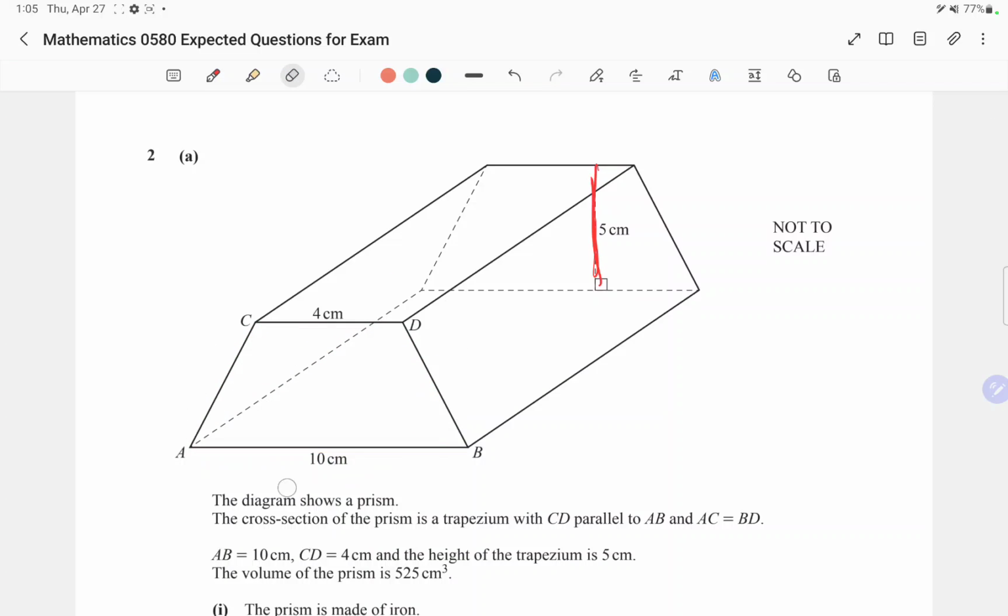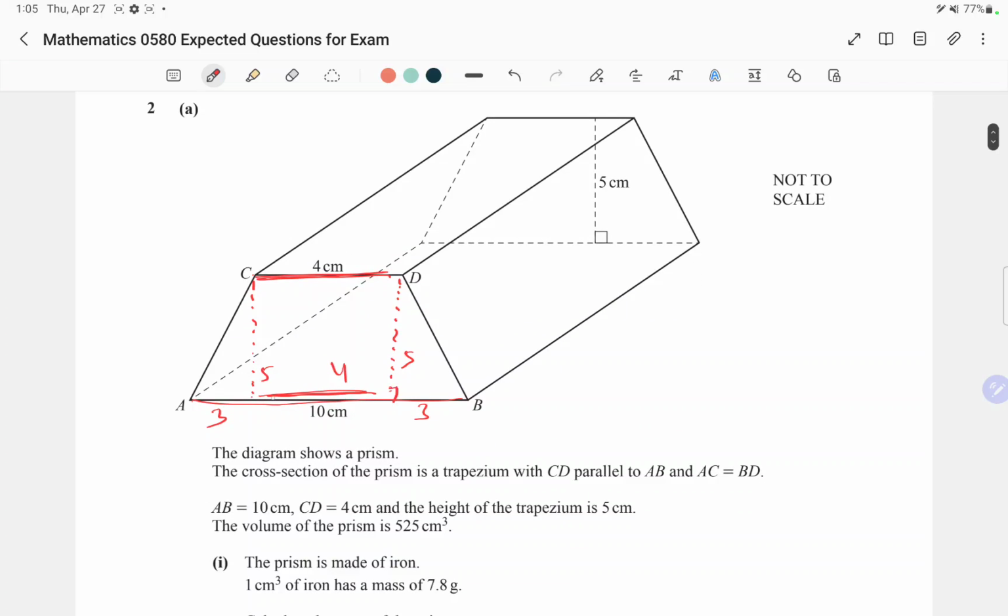So let's erase everything, and this length will also be 5. This length will also be 5. And this is 4, so this will also be 4. Total is 10, so 6 is remaining. It means this will be 3 and this will be 3. And this will be 90 degrees as well.